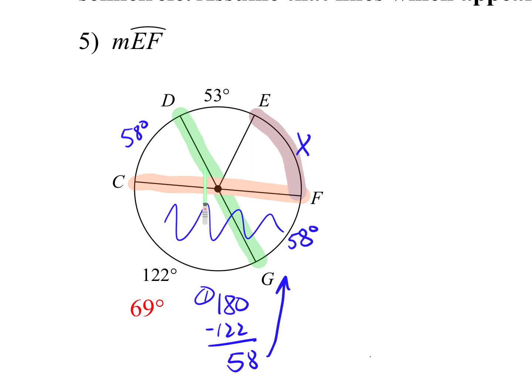These are vertical angles because they form an X and they're across from each other. So if this is 58, this is 58. That's something to keep in mind as well.